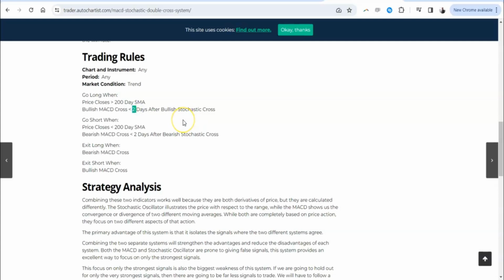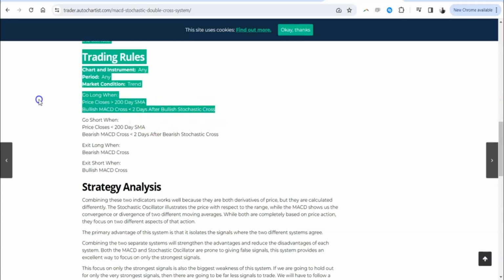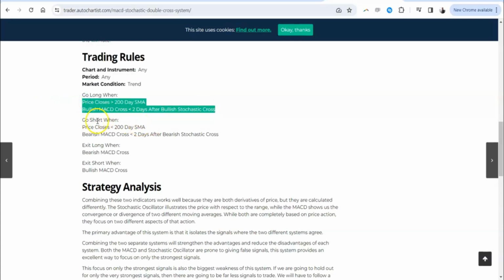So for example, let's say in the current period, the stochastic cross happens. Then you have a maximum of 2 periods after the current period wherein the MACD cross needs to happen. Alright. So if all these things happen, then we go long. Again, short is very similar.